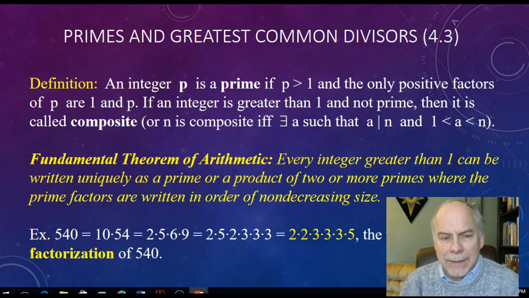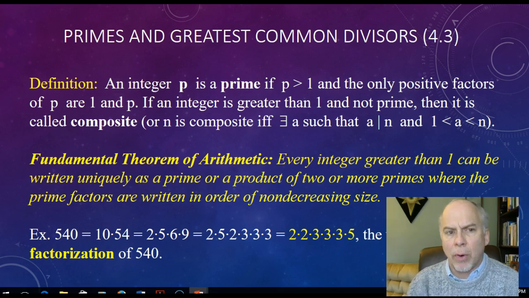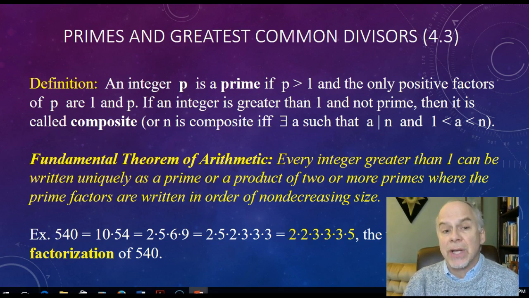All right, hello. We're going to look now at section 4.3 on primes, or prime numbers, and greatest common divisors. Okay, so the definition of prime: an integer p is a prime if p is greater than 1 and the only positive factors of p are 1 and p itself. For example, 13. The only positive factors of 13 are 1 and 13, because you can only write it as 1 times 13.